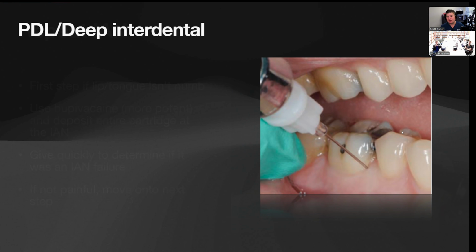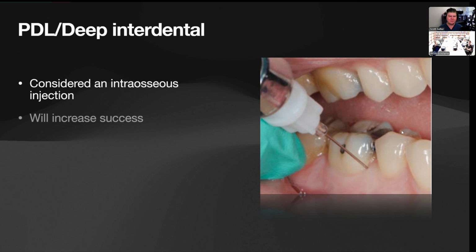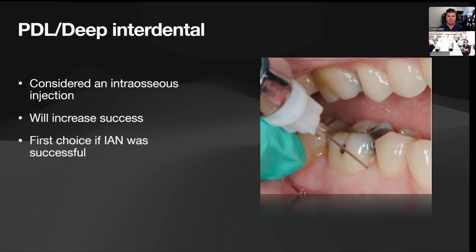My next step every single time is what we're going to call a deep interdental. This is how the injection looks. It is an intraosseous injection, so you do want to let them know you may feel your heart rate go a little bit faster, all the normal stuff you say with the epi. With the 1 to 200 septo, we don't seem to have as many issues with it, but this is definitely going to help you increase success. This is my first choice. If the IAN is successful, this is my next step.